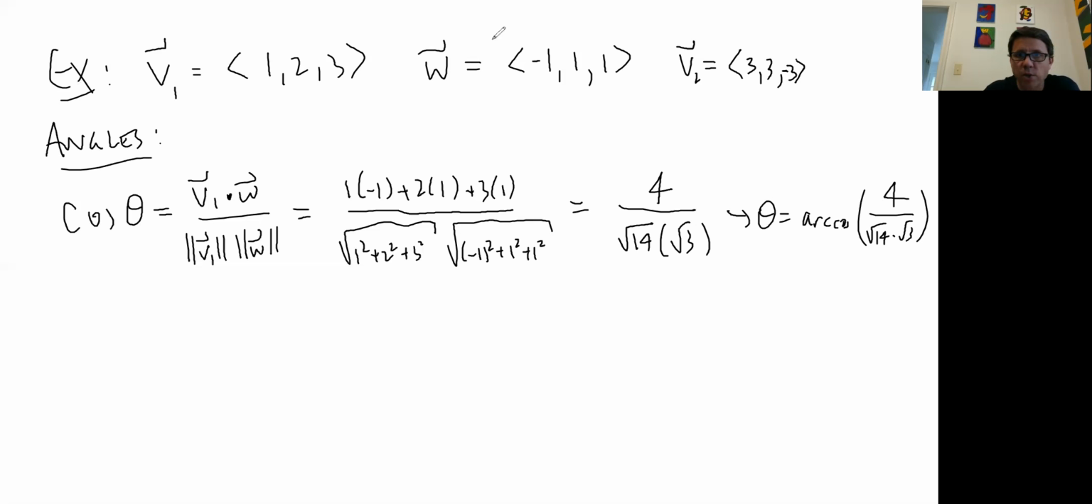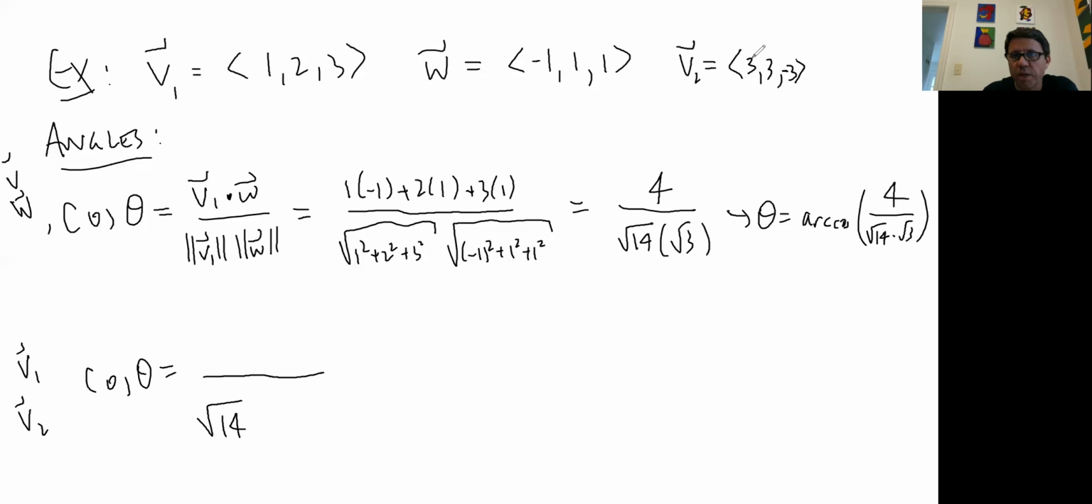And then try between V1 and V2. So this one was for V and W. So for V1 and V2, the cosine of the angle, same formula: V1 dot V2, and then the two lengths go on the bottom. I already know the length of V1, so I can just stick that in, square root of 14. What's the length of V2?